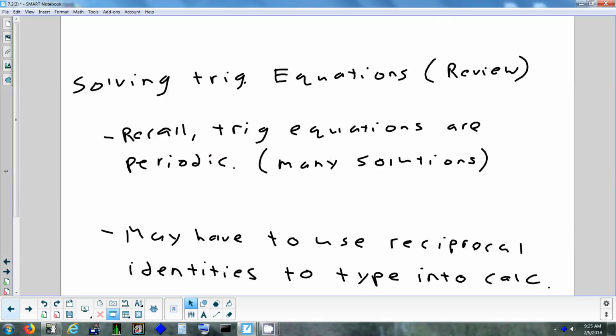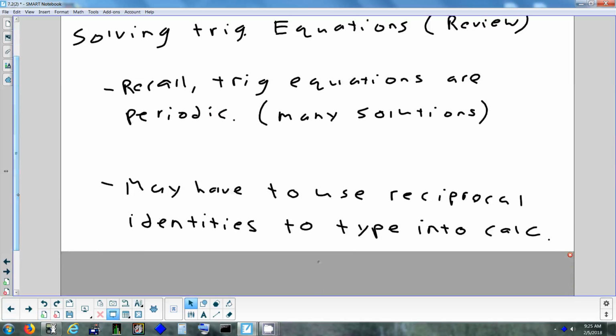So keep that in mind. If we're going to solve it graphically, remember the calculator doesn't have buttons for secant, cosecant, and cotangent. So you would have to type that in using a reciprocal identity. 1 over tangent is cotangent. 1 over cosine is your secant. 1 over sine, cosecant. Okay, so you might have to use a reciprocal identity to type in one of those trig functions.